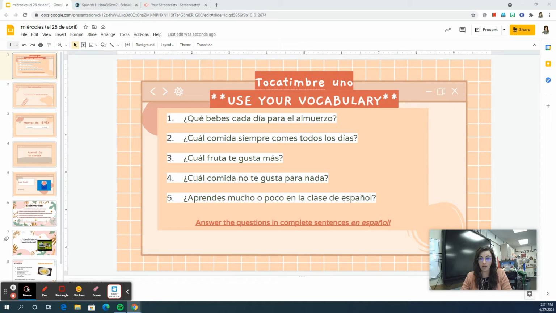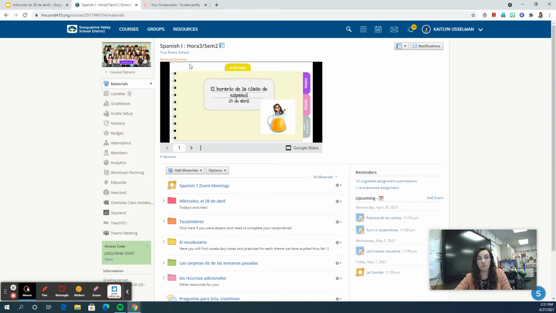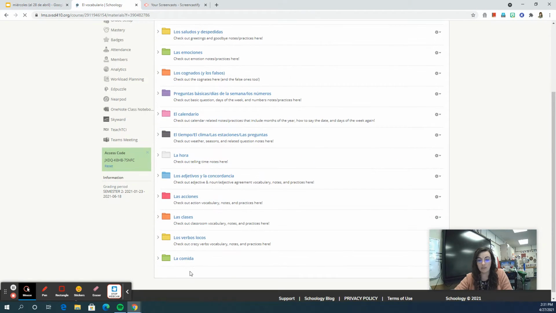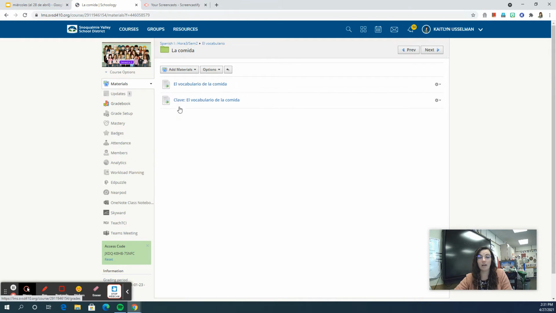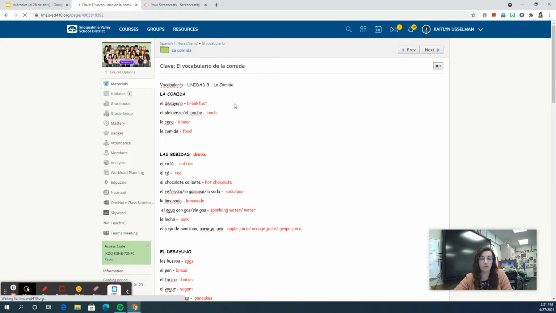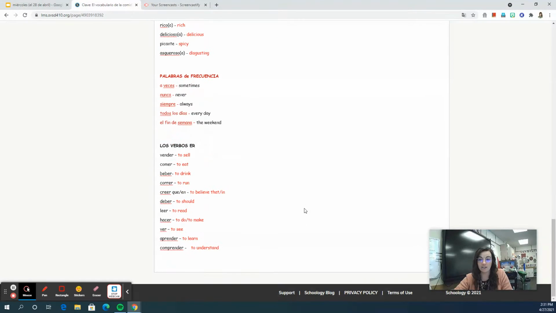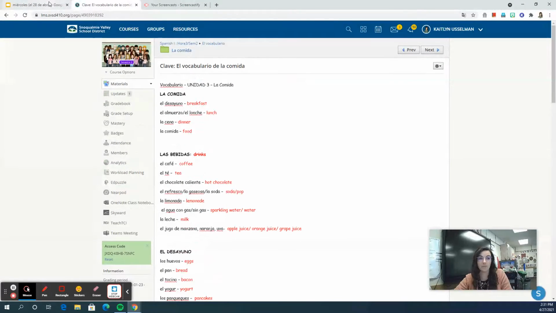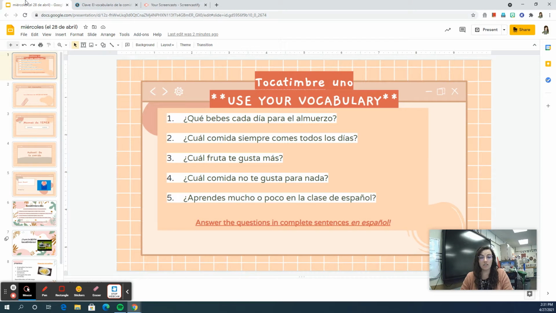Please use your vocab. And if you can't find your vocab or OneNote's not working for you, go into the Schoology page that I have up right now, click this yellow folder here. It says El Vocabulario. Go down to the very bottom. There's a folder called La Comida. And then the second page in that folder says Clave El Vocabulario de la Comida. If you click on that, it will take you to a vocab page that is all filled out for you. So use this vocab to answer these questions.